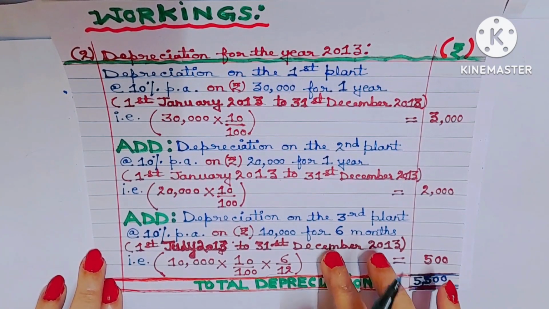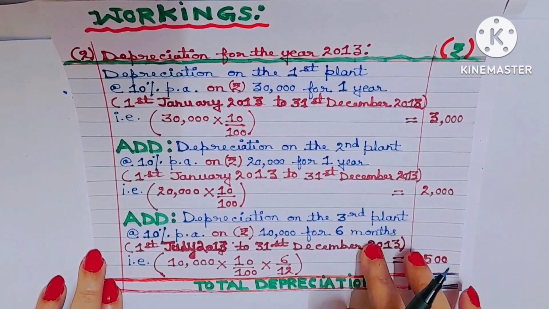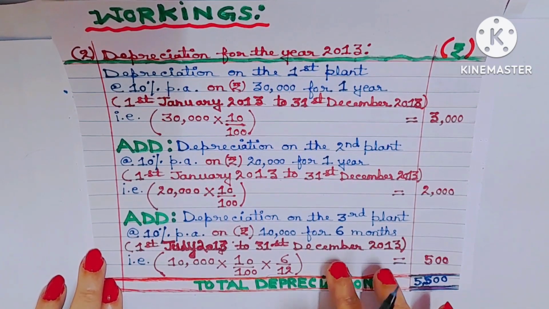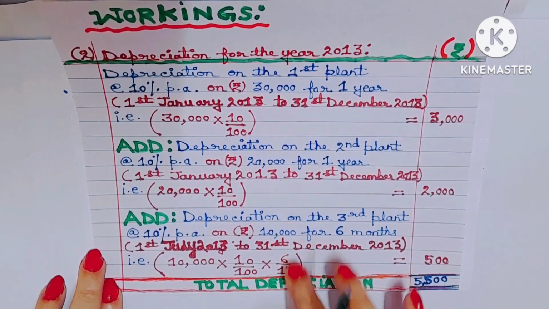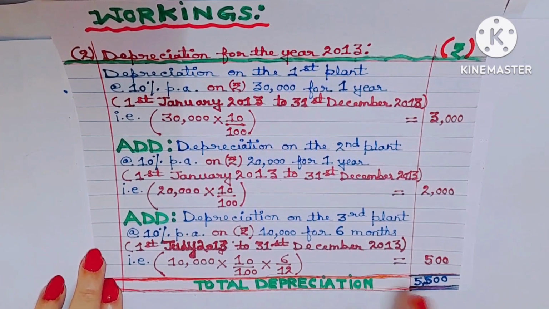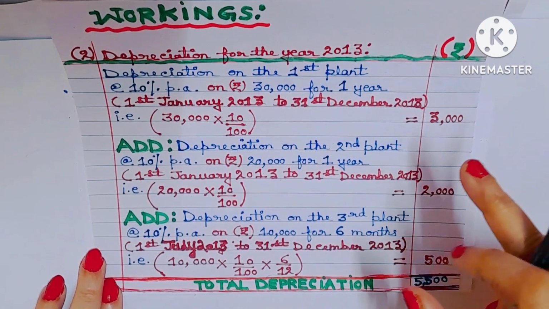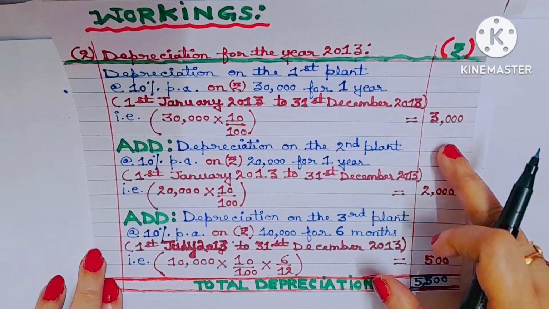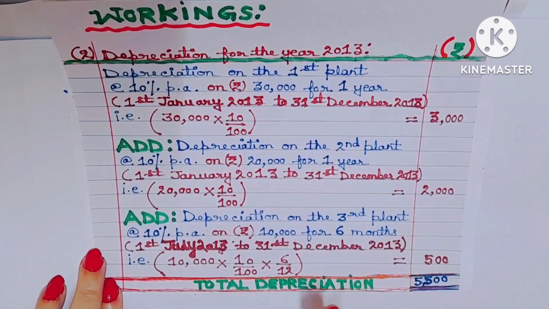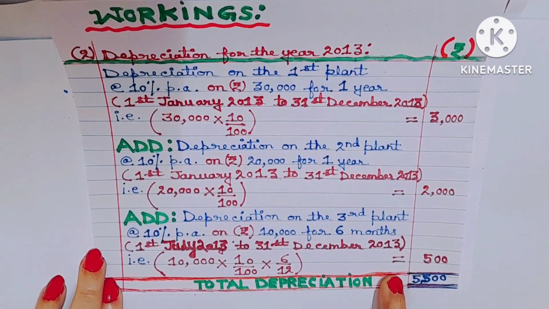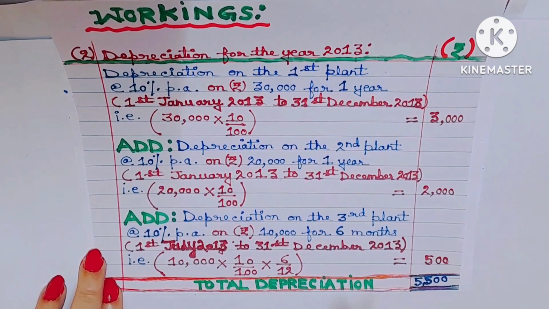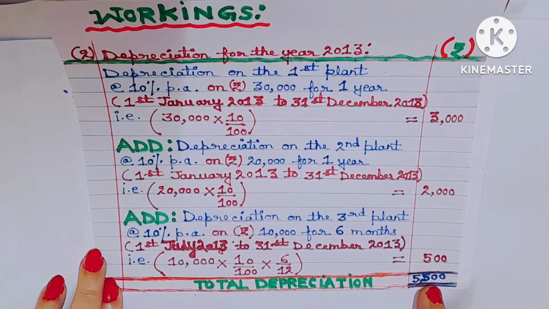So from 1st July 2013 to 31st December 2013 means 6 months. July, August, September, October, November, December. So we got to charge depreciation on the third plant for 6 months. That is 10,000 into 10 by 100 into 6 by 12. That will give you 500. So the depreciation on the first plant for the year 2013 is 3,000. Depreciation on the second plant for the year 2013 is 2,000. Depreciation on the third plant for the year 2013 is 500. So if you add up this 3,000 plus 2,000 plus 500, the total depreciation will be 5,500.